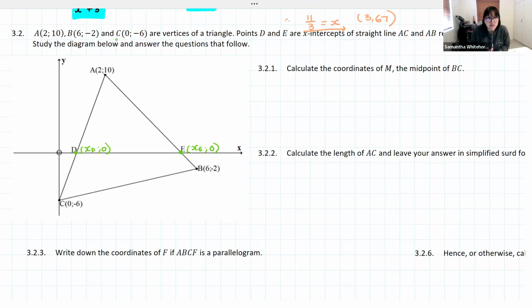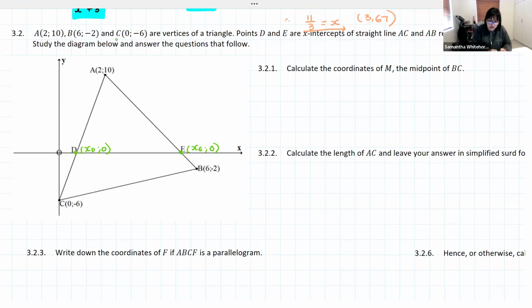Remember, if we give you information that they are x-intercepts, that's important. I don't give you useless information. I've given you that for a reason, so it's important.